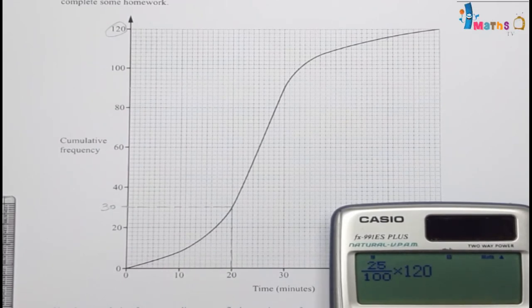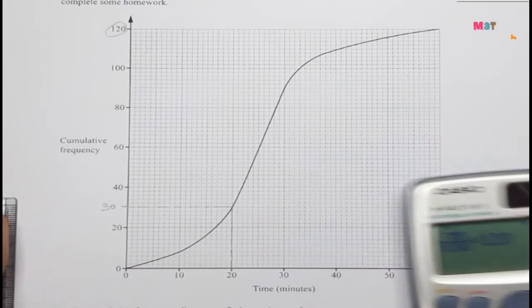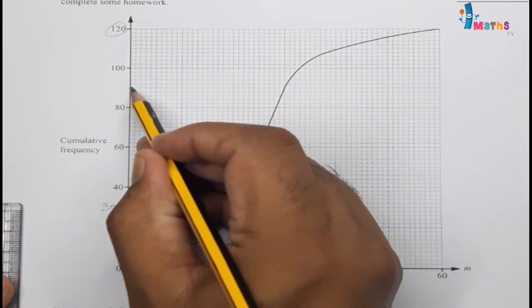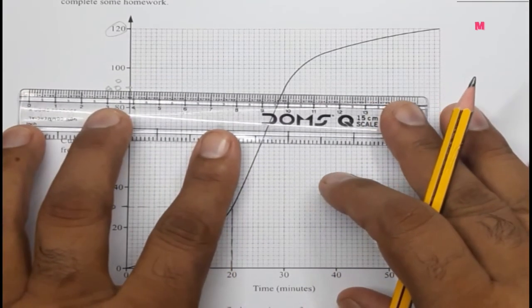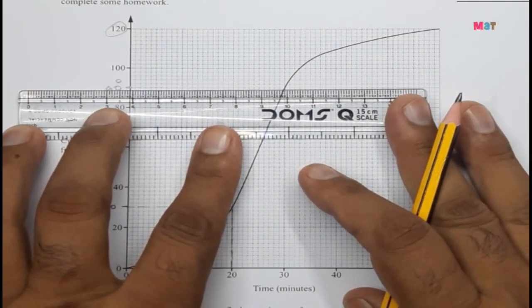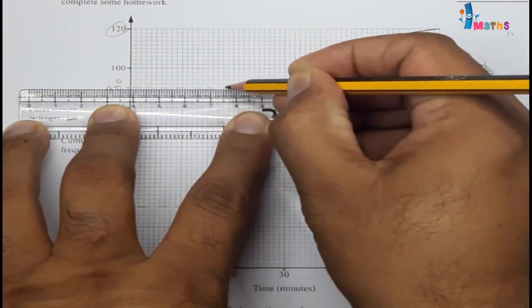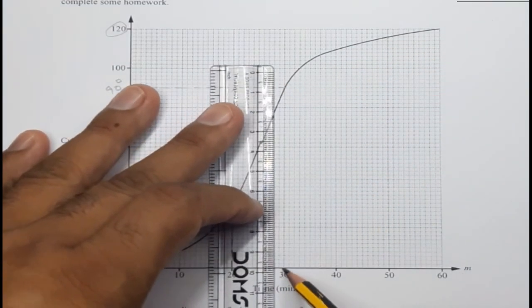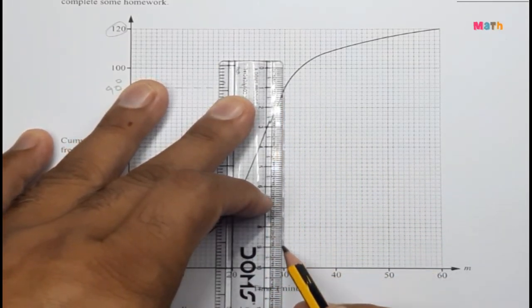Now we can find the 75th percentile, and the 75th percentile will be equal to 90. So we will check the indication for 90. 80 is this one, 100 is this one, so in the middle of that one will be 90. So we'll draw the line for 90. We can even draw a solid line also, but I'm drawing a dotted line, on this side as well.